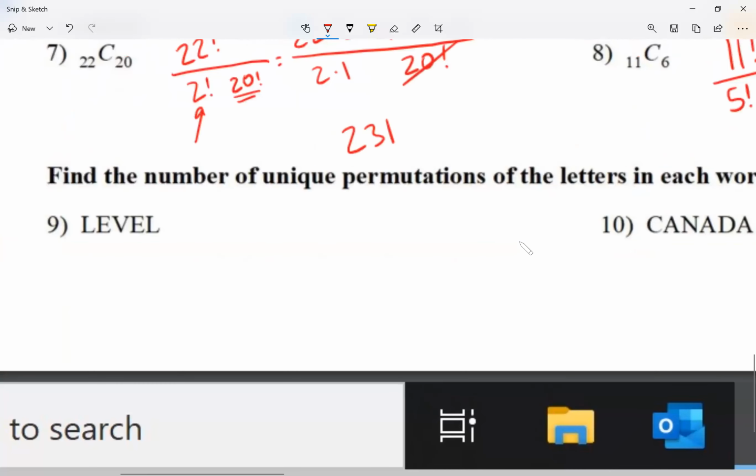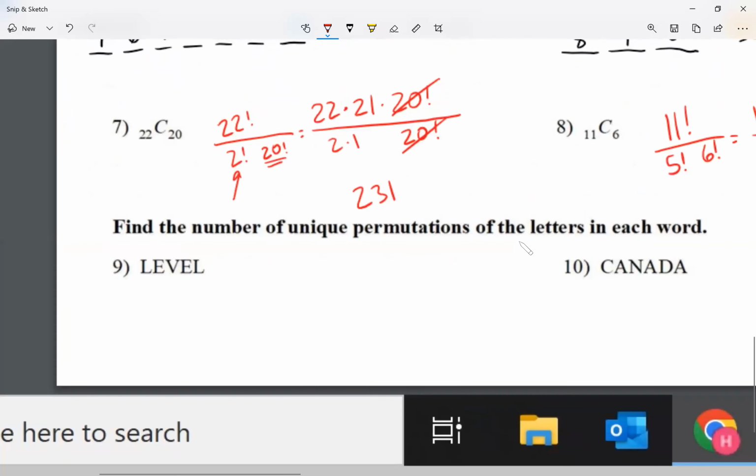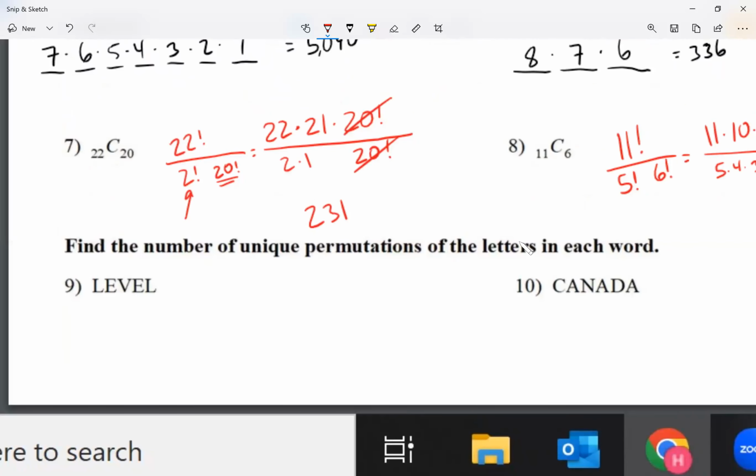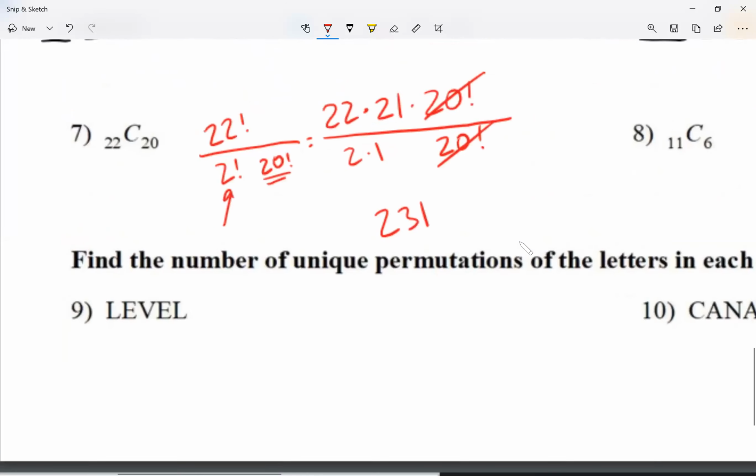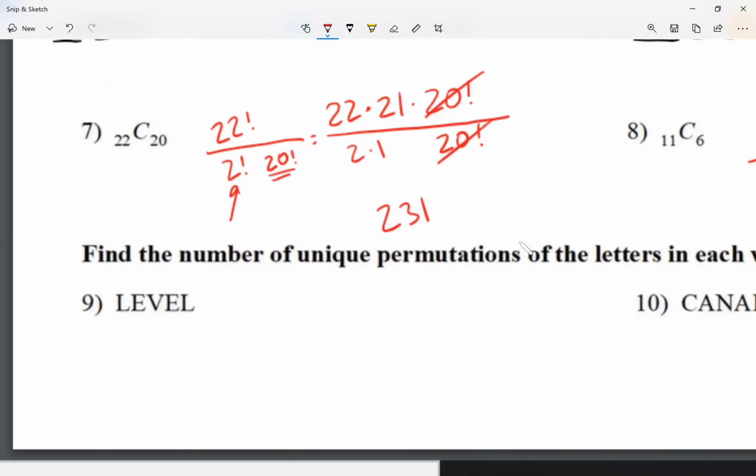Now, what is this deal here at the bottom? Find the number of unique permutations of the letters in each word. So I have some words. Let's say I could rearrange it to form different words. How many words can we write? I'm not gonna list them all, seriously. Like one of them could be level. Right? Let me rephrase that. I'm not looking at how many words. I'm looking at how many ordered ways I can write this.